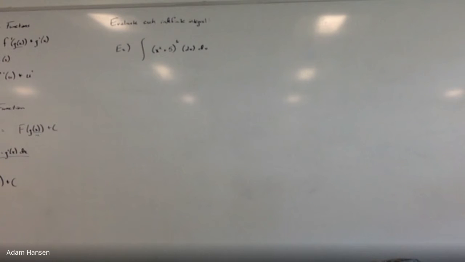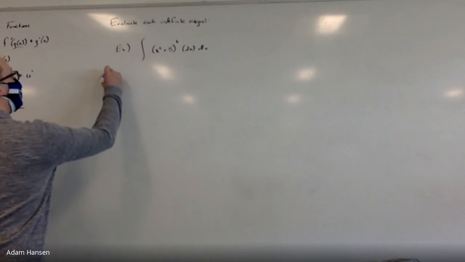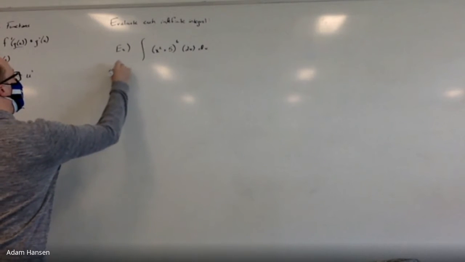I can't take the antiderivative right now without working through all that expansion and multiplication. So let's take a shortcut. Let's use u-substitution to find a better antidifferentiable form. u equals the inner function, x squared plus 5.